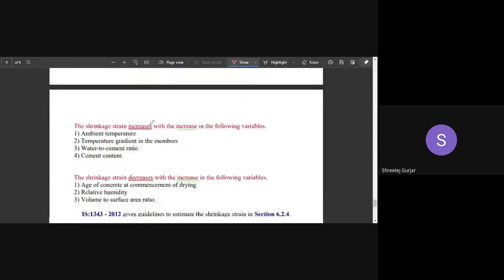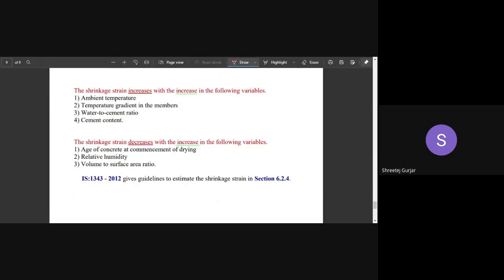Coming to your next point, same as our creep, shrinkage strain increases with the increase in the following variables. Whenever these four variables increase, there is an increase in your shrinkage. They are almost the same compared to your creep. So ambient temperature, which is applicable to creep also: an increase in ambient temperature increases your shrinkage strain. Next thing, temperature gradient in members. What I mean by temperature gradient is the loss of moisture.